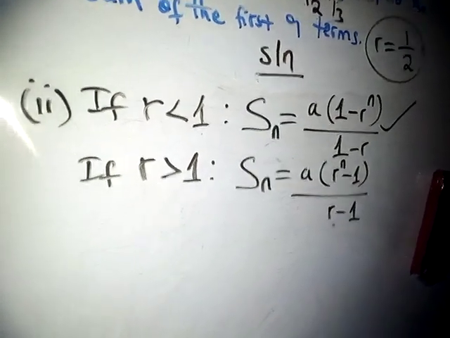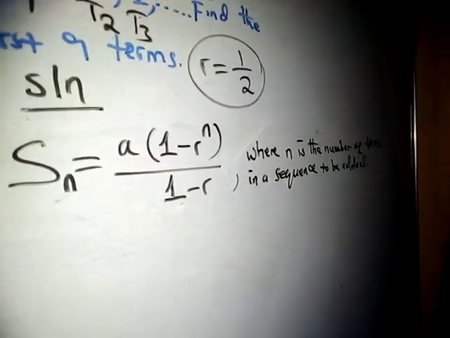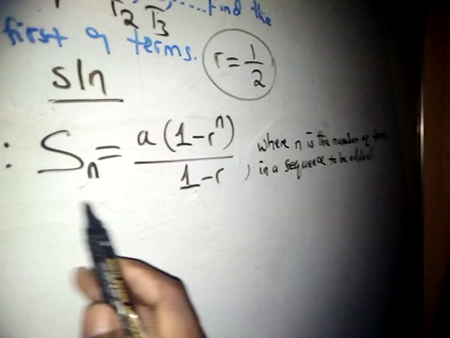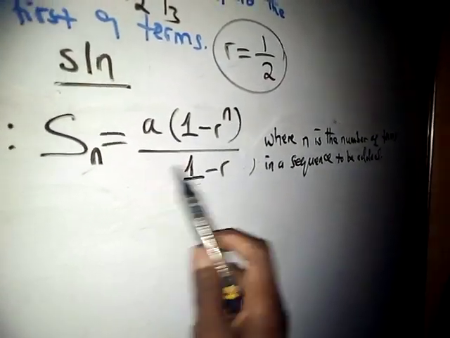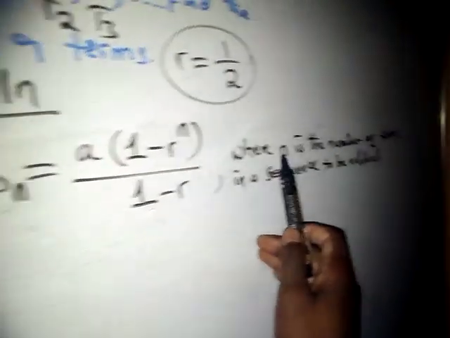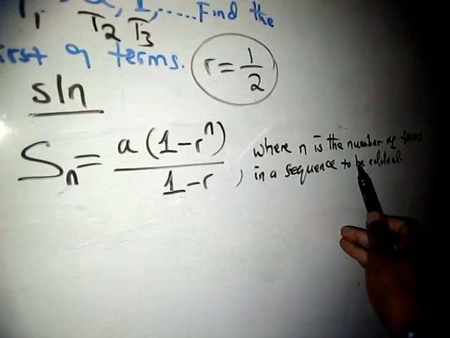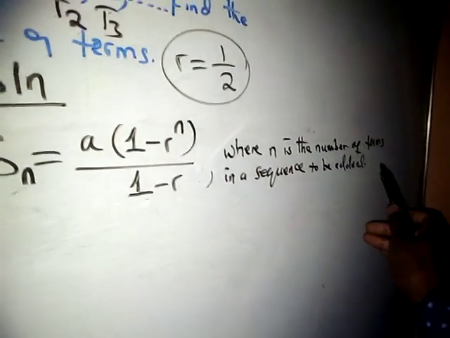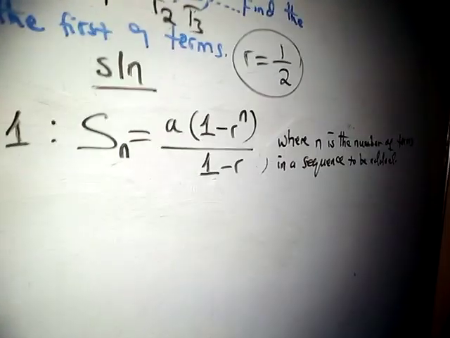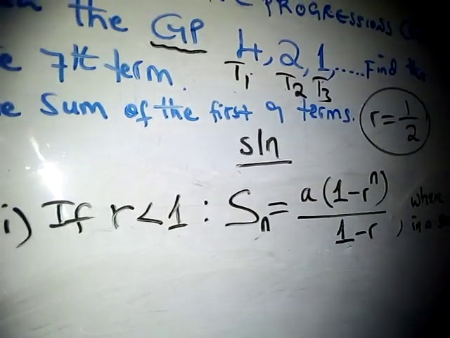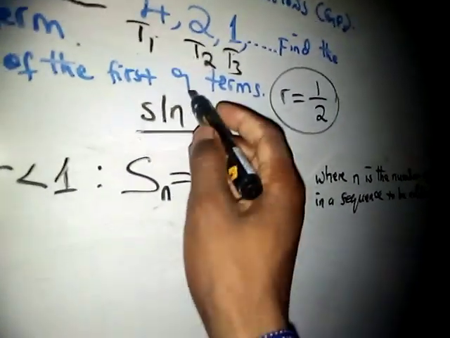Let's continue and see how we go about this particular question. So the formula becomes this one here. The sum of the first n terms, A open 1 minus R to the nth power over 1 minus R, where n represents the number of terms in a sequence to be added. So in this case we are told the sum of the first 9 terms. So where we see the n in this formula, we put the 9.